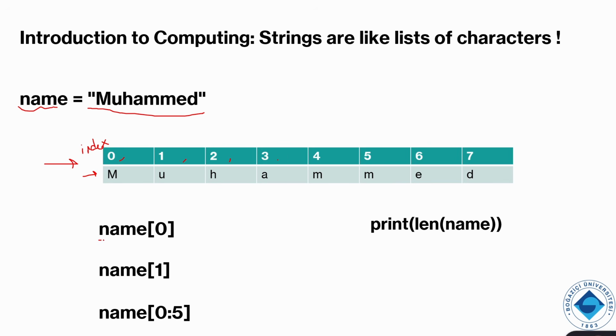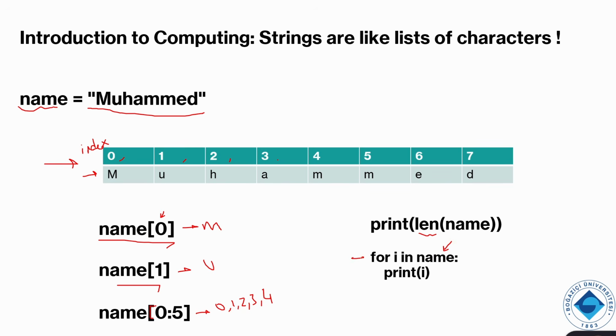If I try to see the first element with 0 as the index number, it will return m, and name[1] will return u. We can even slice our strings by using square brackets and index numbers, so it will return the elements with index numbers 0, 1, 2, 3, and 4, right? Also, we can see the length of our variable by using len. And if we want to print the characters inside the name variable, we can use a for loop again.